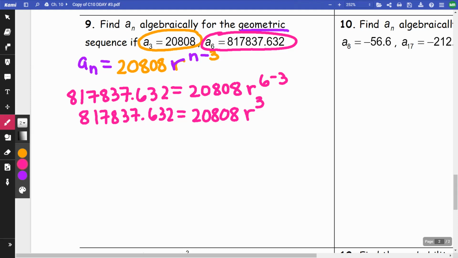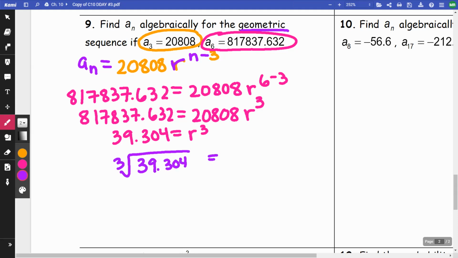So 817,837.632, I'm going to divide it by 20,808. And I end up with 39.304. Again, keep that decimal, don't round it. Now to solve this, I'm going to take the cube root of 39.304 to get my r. And I ended up with a 3.4 for my r.